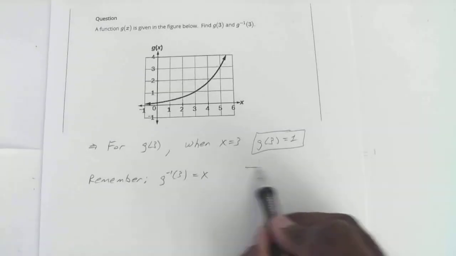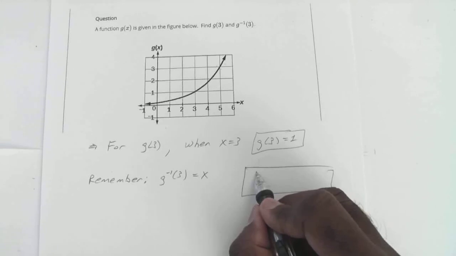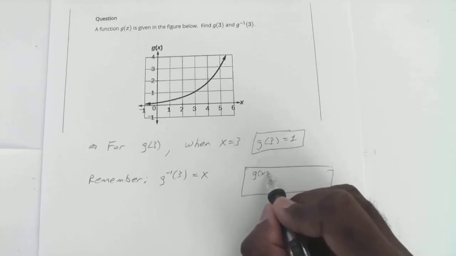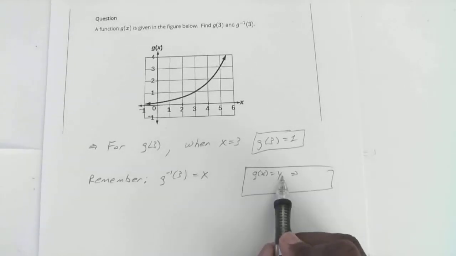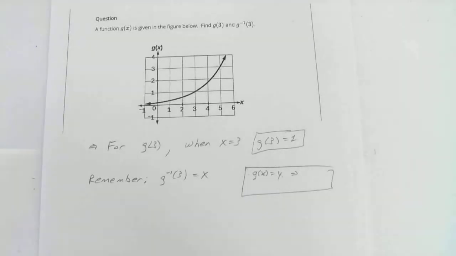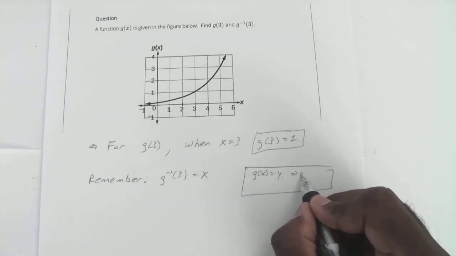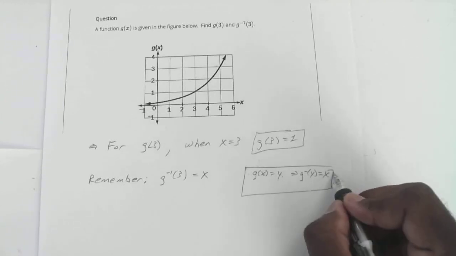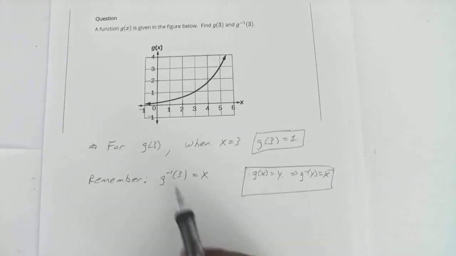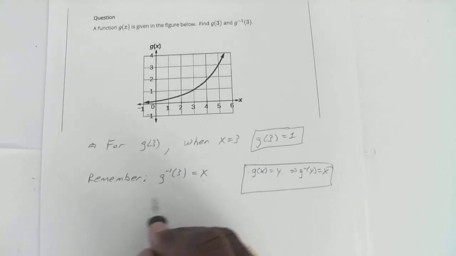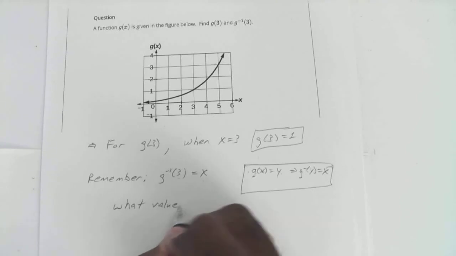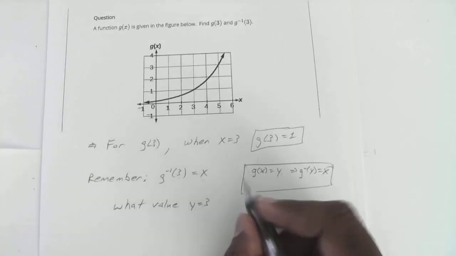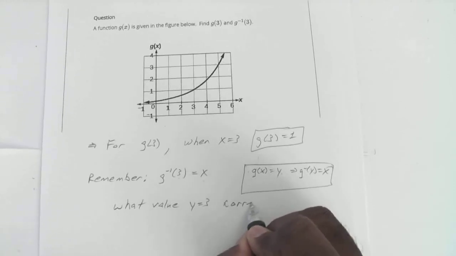Because remember, you now have your y value. That comes from g of x equals y. If you apply g inverse to both sides, remember the g and the g inverse will cancel out if it's 1 to 1. So g inverse of y would equal x. Okay. So this basically asks us what y value of 3 will give us x. Yep, that would be 5. What value y equals 3 corresponds to x?